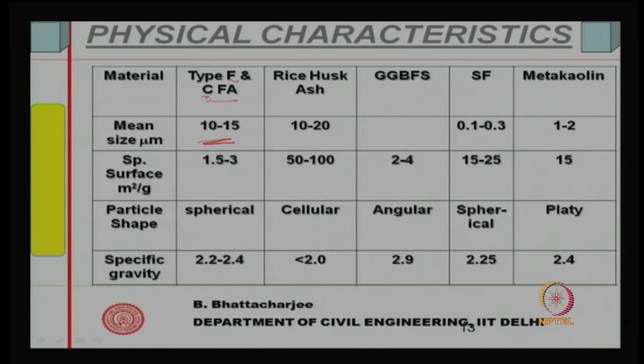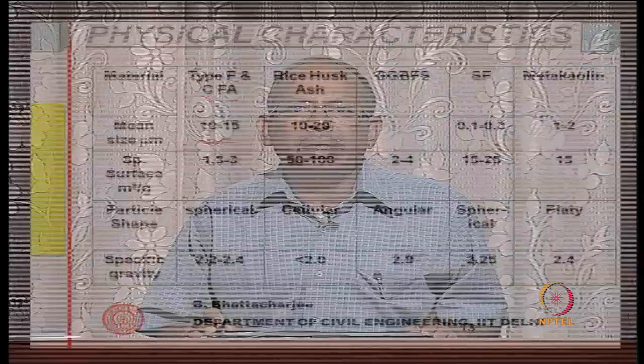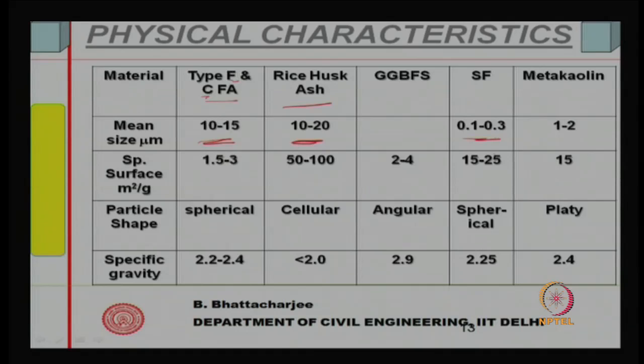One thing at the moment we can remember is that type C fly ash can have more lime, up to 40%, whereas type F fly ash has less lime in it, not more than 10%. This classification is based on the American Society for Testing and Materials, ASTM, classification of C and F. Rice husk ash has a mean size of 10 to 20 micron, and silica fume 0.1 to 0.3, very fine.